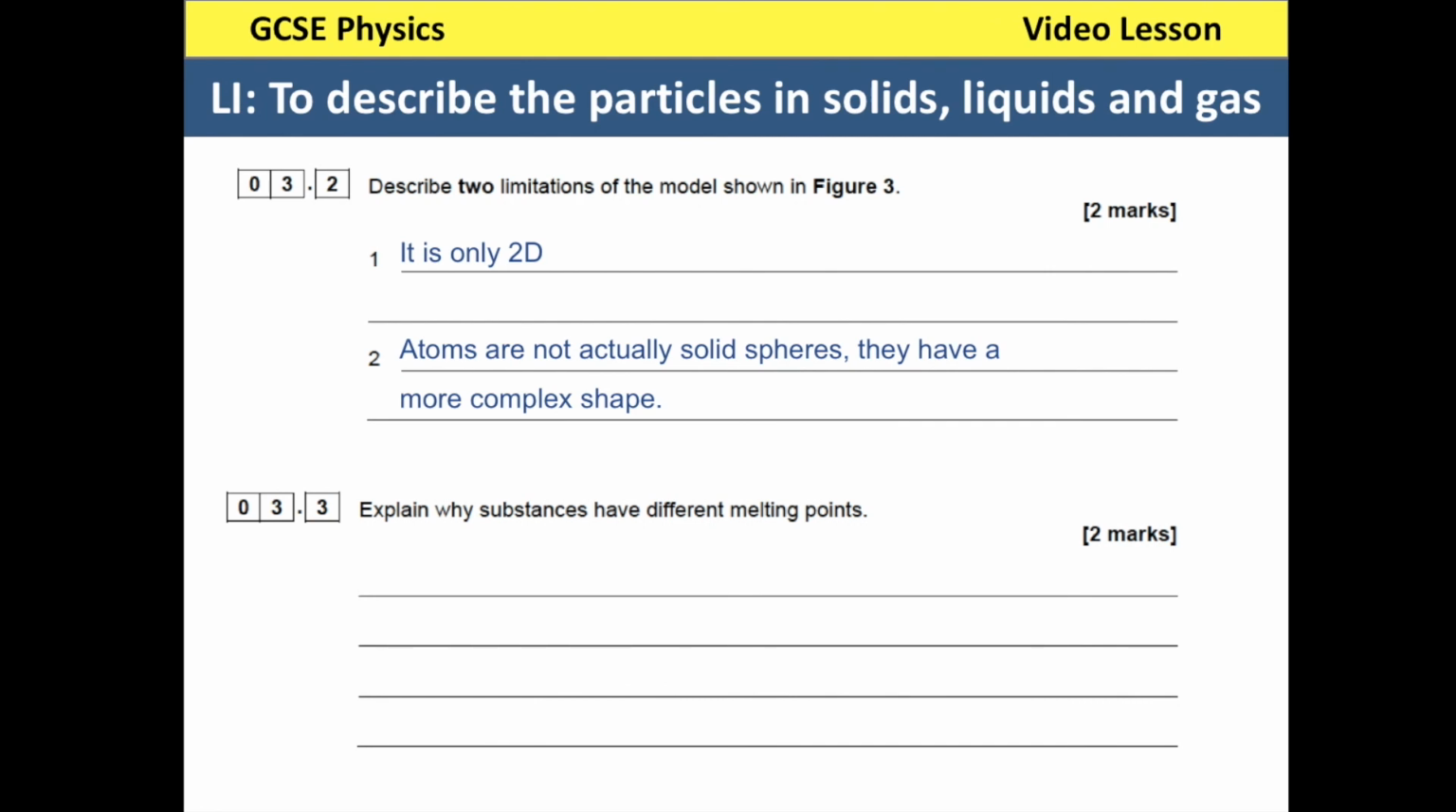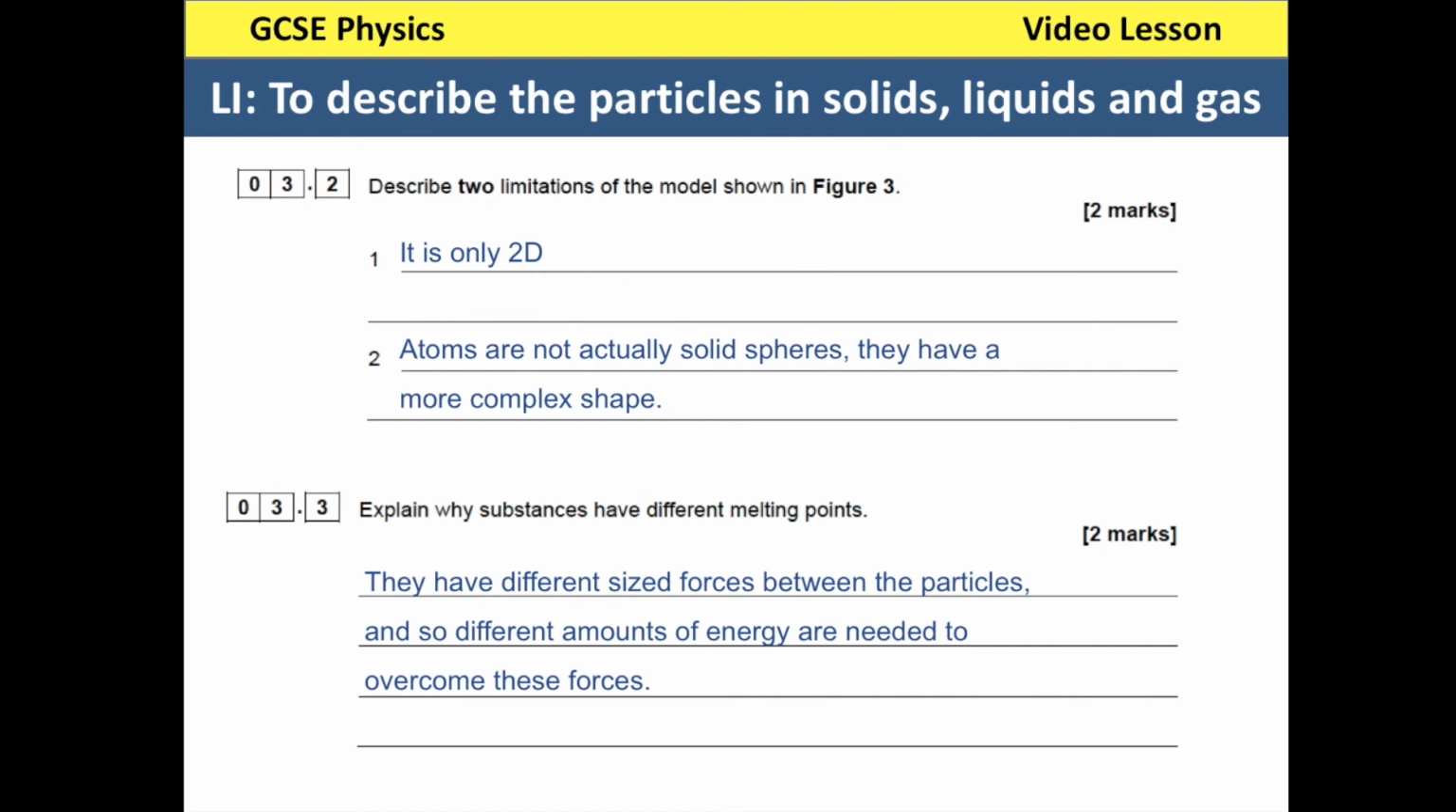Then finally, question 3.3, it says explain why substances have different melting points. The first mark is for saying they have different sized forces between the particles, and the second mark is for saying and so different amounts of energy are needed to overcome these forces.